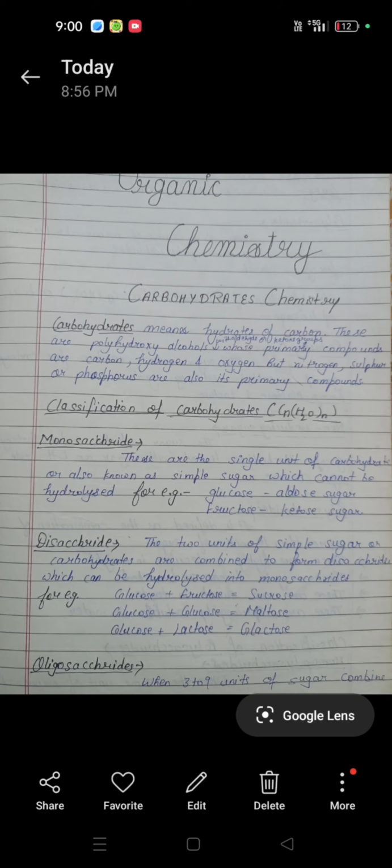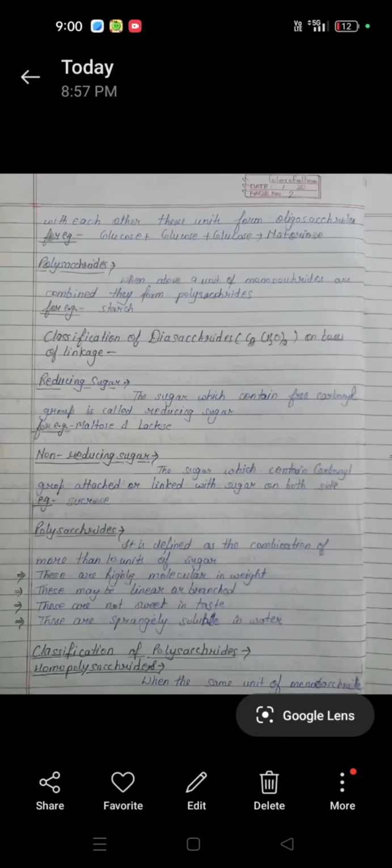Then we will discuss oligosaccharides. When 3 to 9 units of sugar combine with each other, these units form oligosaccharides. For example, when glucose combines with another glucose and then another glucose, there are 3 units of glucose. When they are combined they form maltotriose.